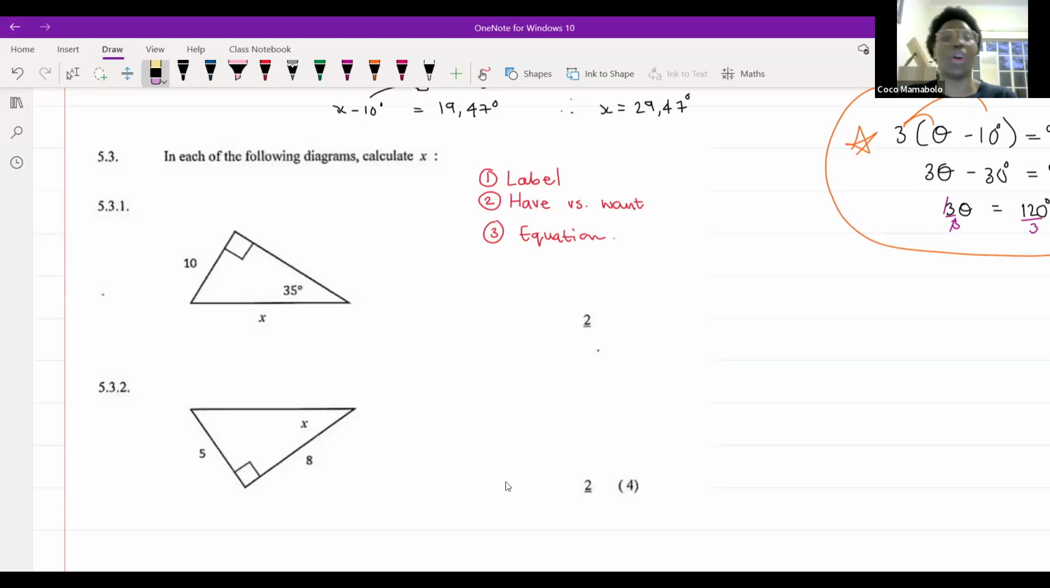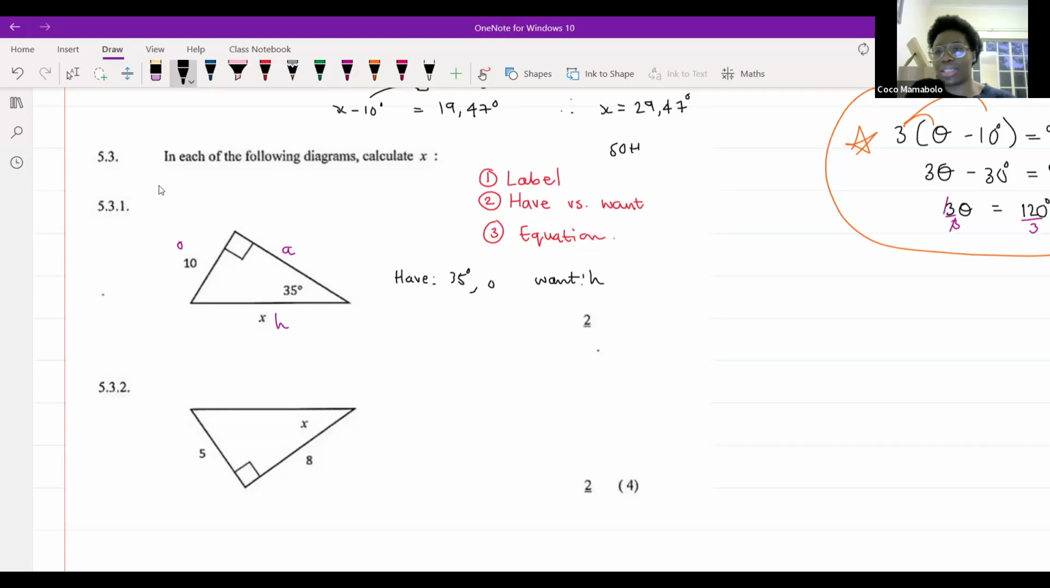Less than one. Oh, no, actually, time is up. Sorry, guys. Okay, let's start with this first one over here. We're going to label in terms of 35 degrees. So this side over here is going to be my adjacent side. That 10 over there is going to be my opposite. And this x over here is going to be my hypotenuse. Right. There, I'm done with labeling. Now I have to do my have versus want. What do I have? I've got a 35-degree angle and I've got my opposite side. I want my hypotenuse.